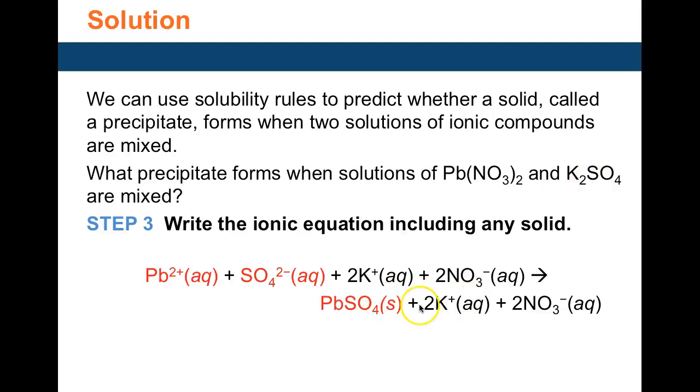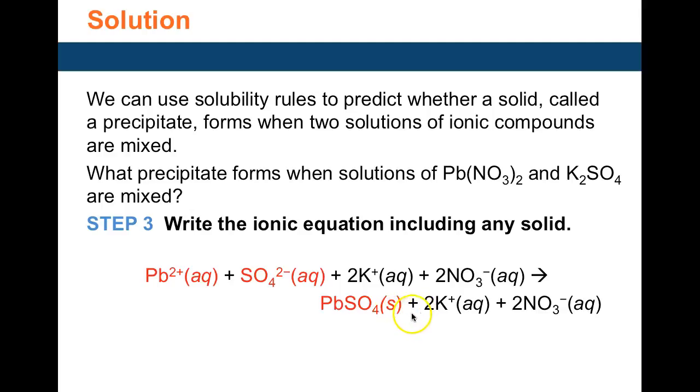Then on the right side, you will take those ions, which are highlighted here in red. When they get together and form a compound, they are insoluble. So they come out of solution. And so the precipitate gets the subscript of S within the parenthesis. So that indicates that that's the precipitate, whereas the potassium and the nitrate still have AQ, which means they're still dissolved in water.